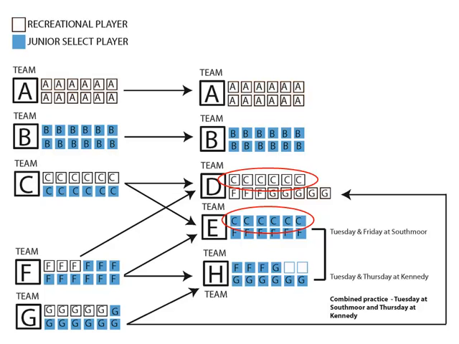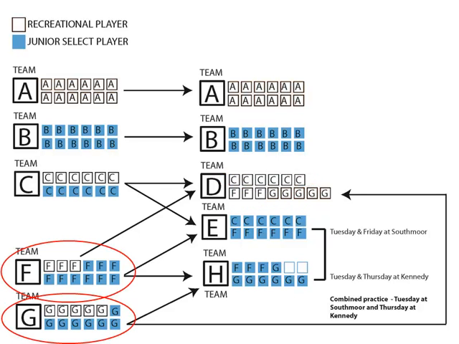So Team C is now going to be Team D, which is a recreational team, and they're all the members of Team C that want to play recreational together. And all the members that want to play Junior Select will form Team E from Team C, all together on that new Team E. And we'll do the same thing for Team F and G.